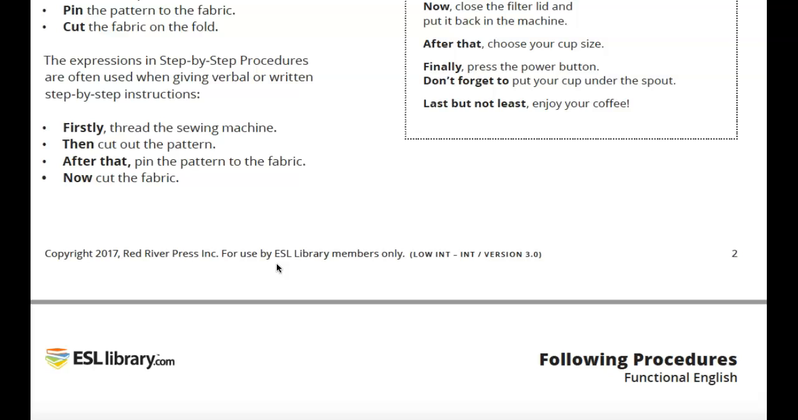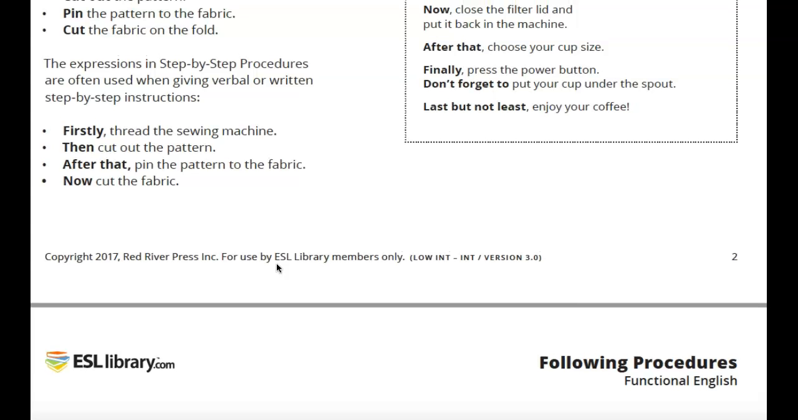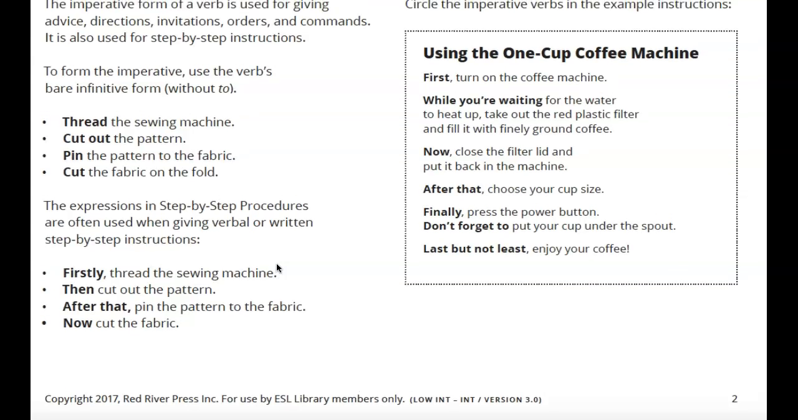Now with procedures, you want to see that they sequence. There's a word that comes first, just before the imperative verb. For example, firstly, thread the sewing machine. Then cut out the pattern. All of these words that come before the imperative verb are the ones that help you sequence them. So practice these, get a look at these, look at the instructions, and try and see if you can figure out which number in each word, each sentence is sequencing, and which one is the imperative verb. Go ahead and do this now.